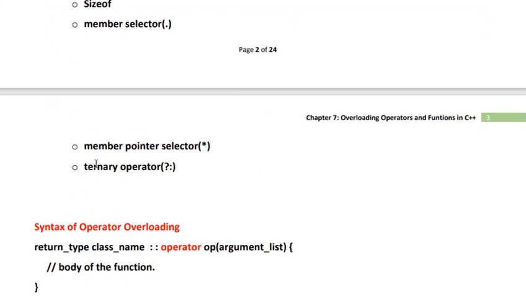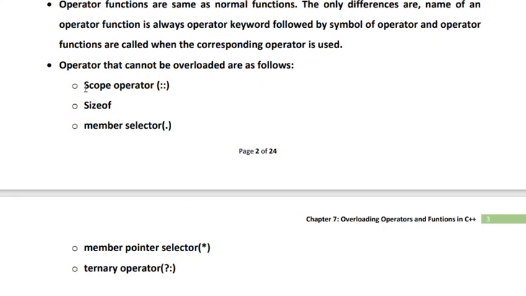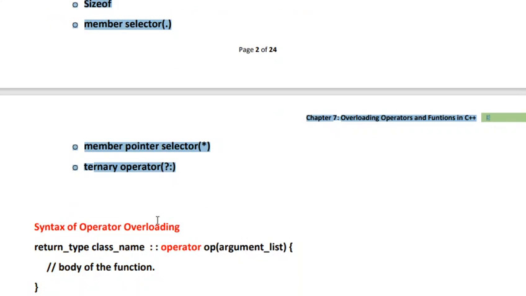Some of the operators that cannot be overloaded in C++ are the scope resolution operator, the sizeof operator, the member selection operator, the member pointer selection operator, and the ternary operator. So these are the operators that cannot be overloaded in C++.